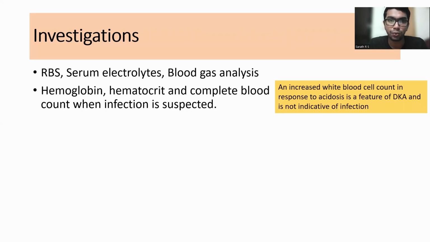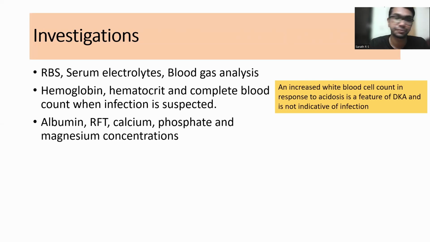We have to do a complete blood count, because infection is one of the most common triggers for the development of diabetic ketoacidosis in an insulin deficient patient. So we have to do a total count along with hemogram. However, keep in mind that DKA can cause a high total count without infection, because in DKA there will be cytokine production which will trigger an increase in total count.